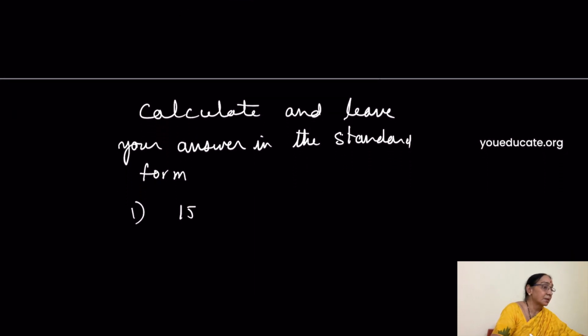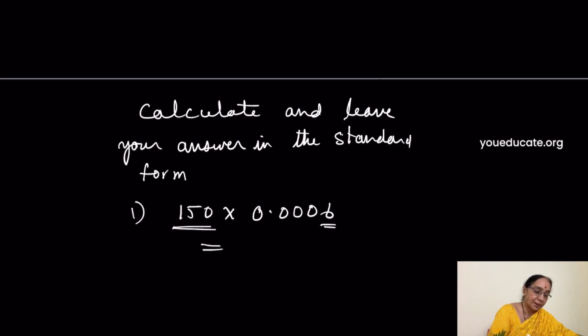(150 times 0.0006). Now how do you multiply a decimal with a number? Just multiply 150 and 6. And that gives you 900. But now you take care of the decimal. How many? 4 decimals you should have.